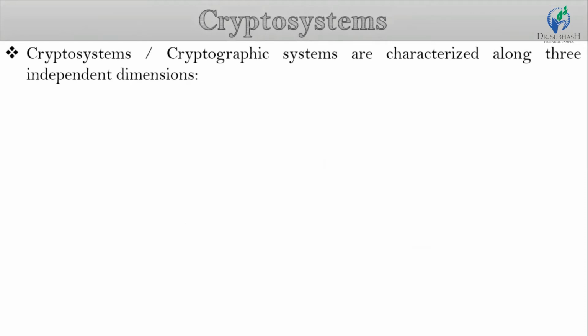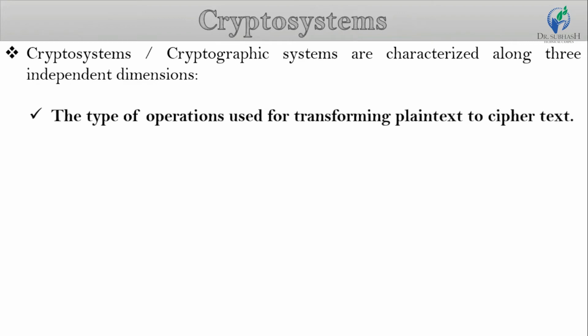Now I explain what are cryptosystems. Cryptographic systems are characterized along three independent dimensions. First one is the type of operation used for transforming plain text to ciphertext. All encryption algorithms are based on two general principles.